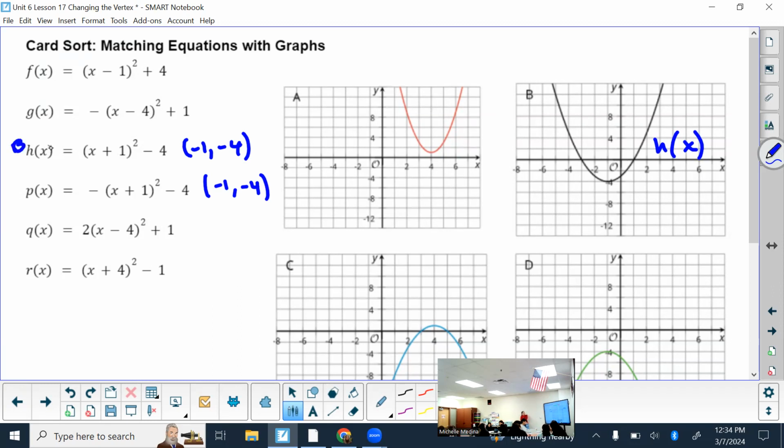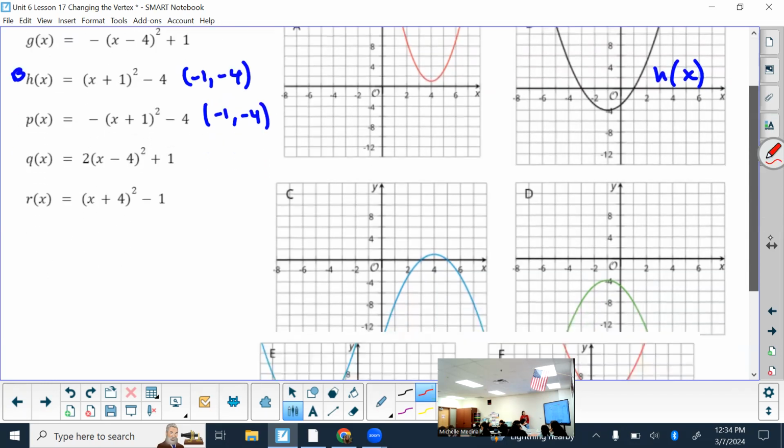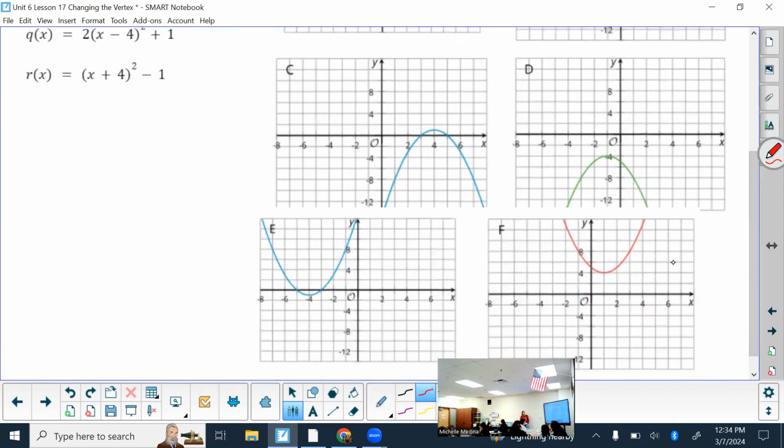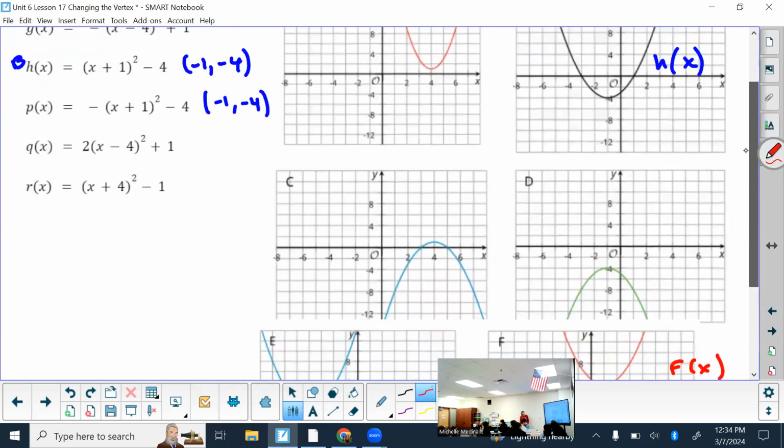Table 2, can you tell me a match that you made? F of X goes to graph F. So let's see. Graph F has a vertex of 1, 4. Do we get that from the f of x equation?